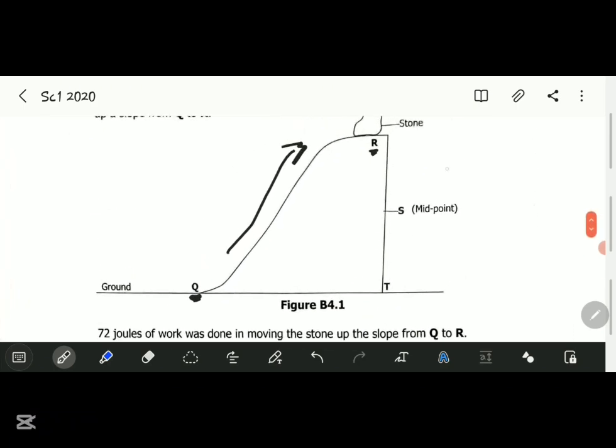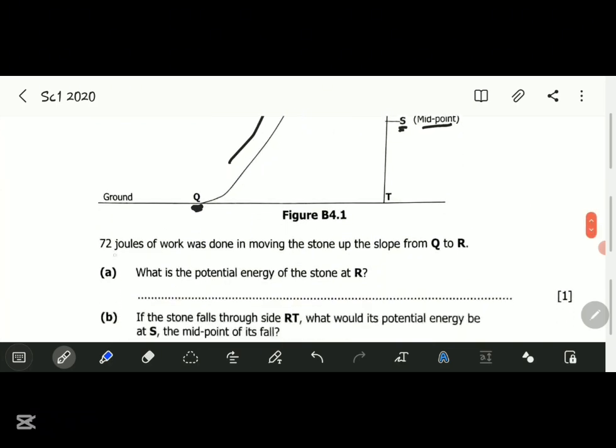And on the side, we have a point S, which the paper is saying is the midpoint, meaning it is halfway. So the distance from S to T is equal to the distance from S to R. 72 joules of work was done in moving the stone up the slope from Q to R. A. What is the potential energy of the stone at R?